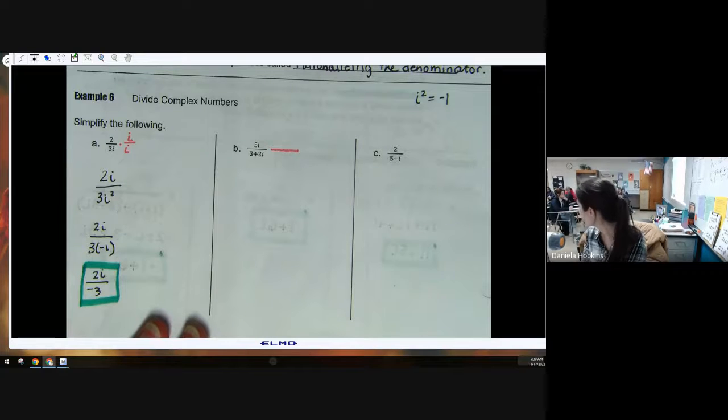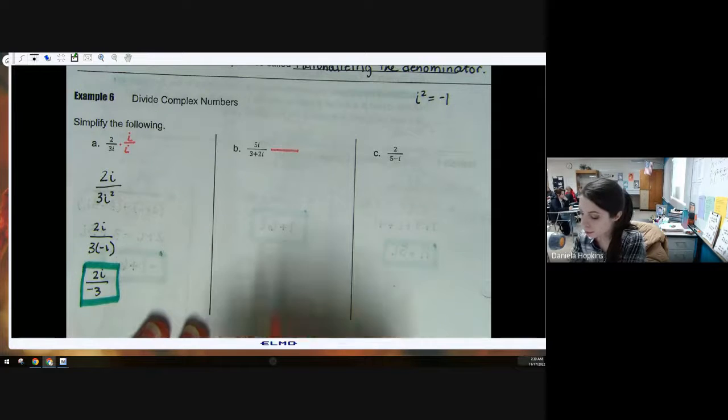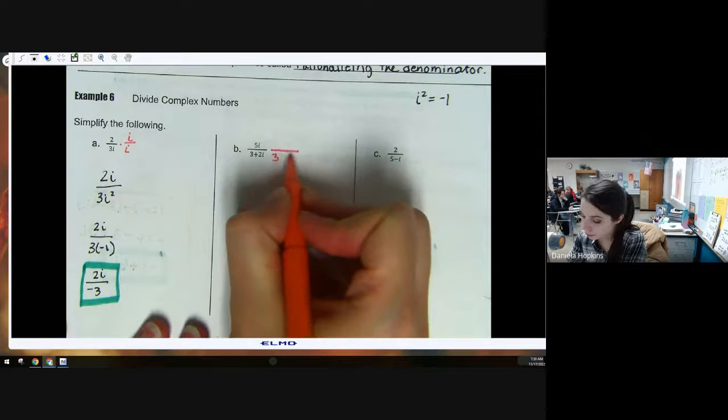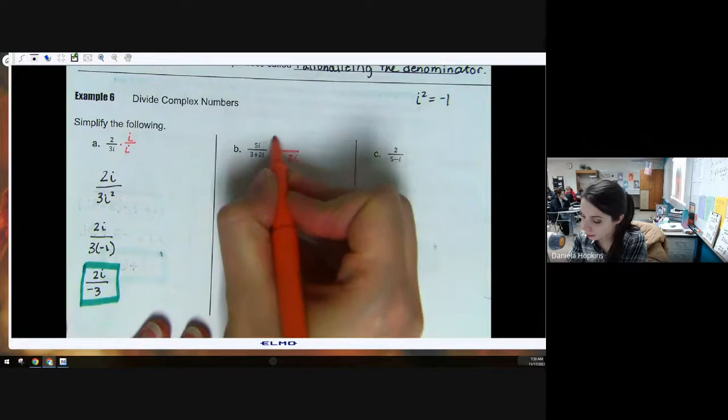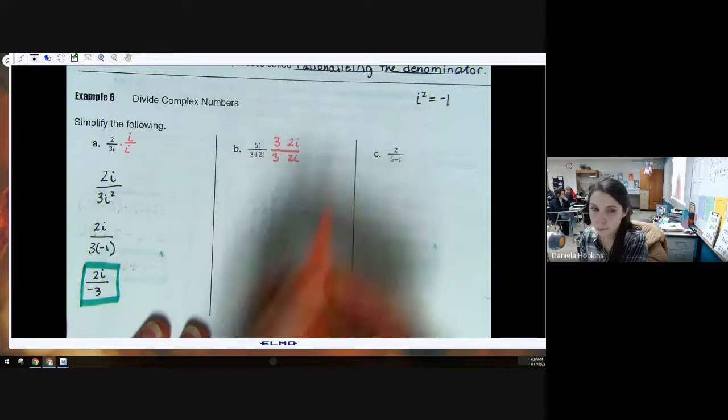Does anyone know what the conjugate's going to be? So you're going to take all the same numbers. I'll give you a hint. You're going to have 3 and a 2i. But what's going to be in between them?